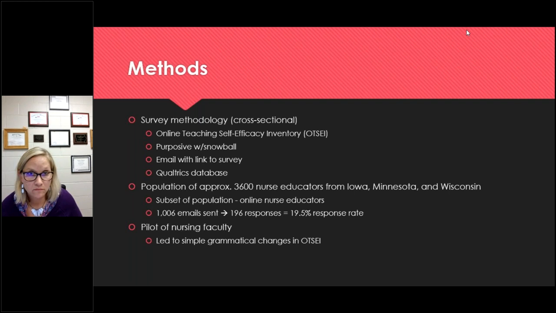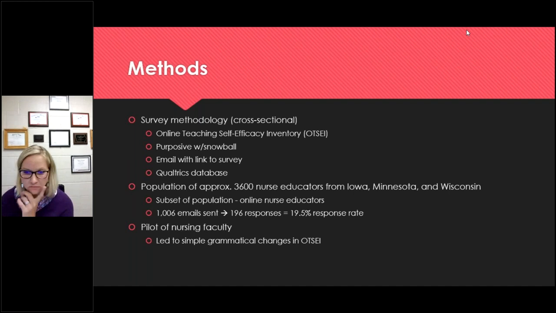My sampling method is non-probability, purposive, with a snowball element to it. All of the prospective participants received an email from me, a form email indicating the title and nature of the study with a link to the survey, which took them to a Qualtrics database. The link was the same for every participant, and that was something I chose to do because it could be anonymized within Qualtrics, and that scrubbed it of any IP addresses or anything that would be an identifying factor for those participants.